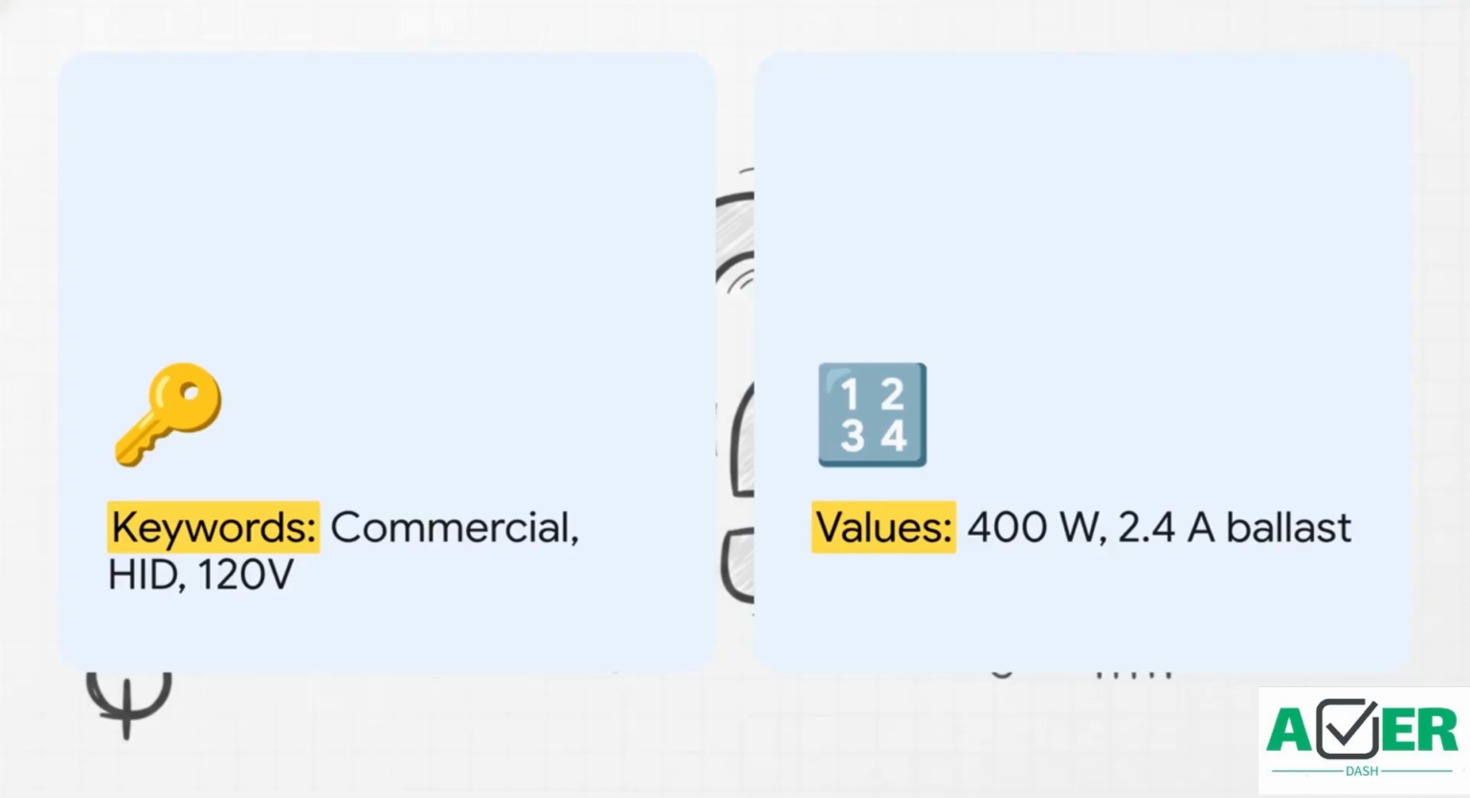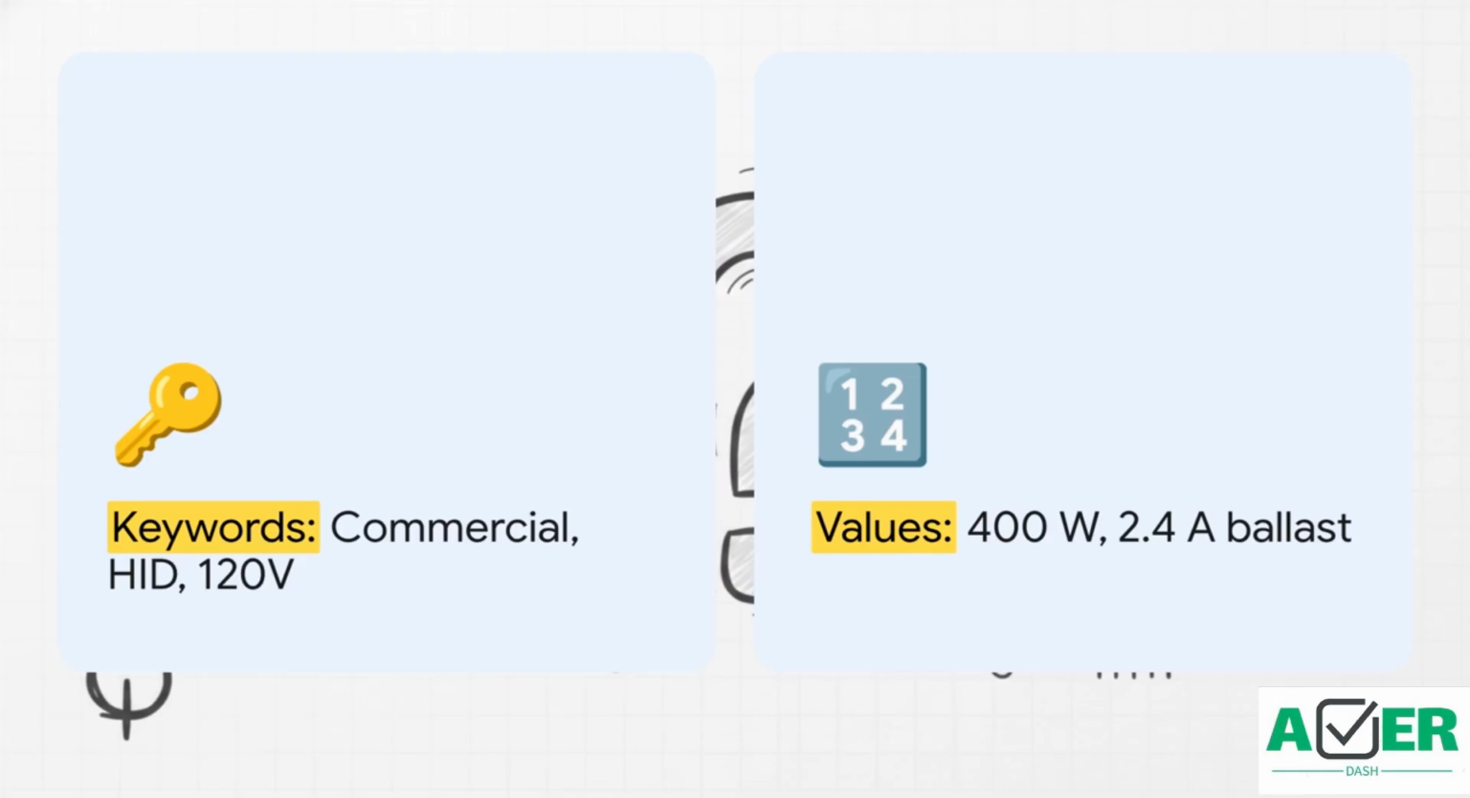Okay, to solve this correctly, we have to separate the signal from the noise. We need to isolate our crucial keywords from the distraction numbers. Notice the distinct difference we're dealing with. On one hand, we have commercial lighting, HID and 120V. On the other hand, we have 400-watt and a 2.4 amp ballast draw.